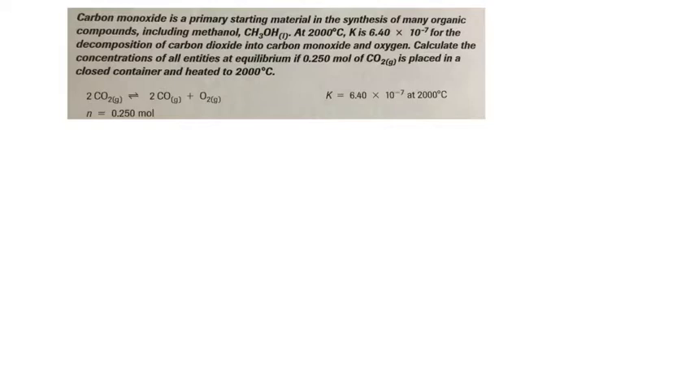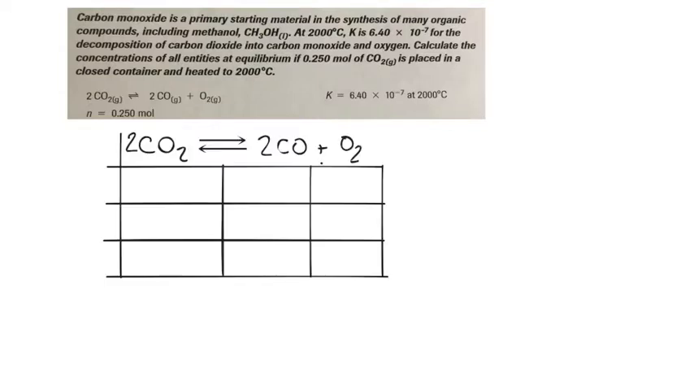So what we're trying to do here is calculate the concentrations of all entities at equilibrium. Equilibrium concentrations, so it's this row here in the ice table. As usual, that's going to be our target. We'll have some kind of change, and of course, we have some initial values. The initial values provided are only for the carbon dioxide. We're not told anything about carbon monoxide or anything about oxygen. Because we're only told about the one entity, we can safely assume the other two are not present.